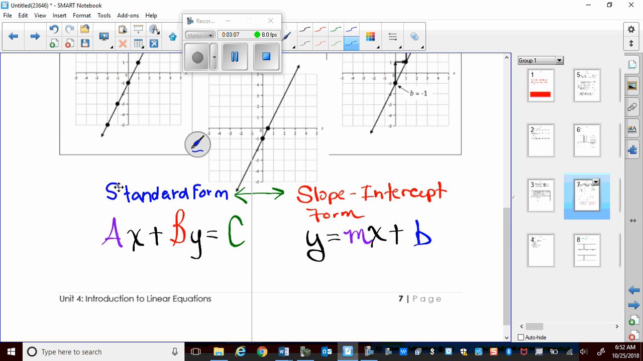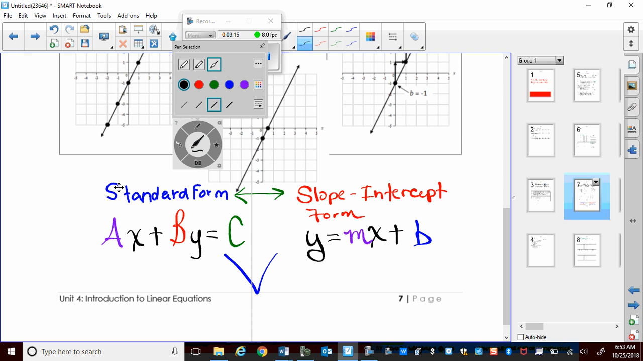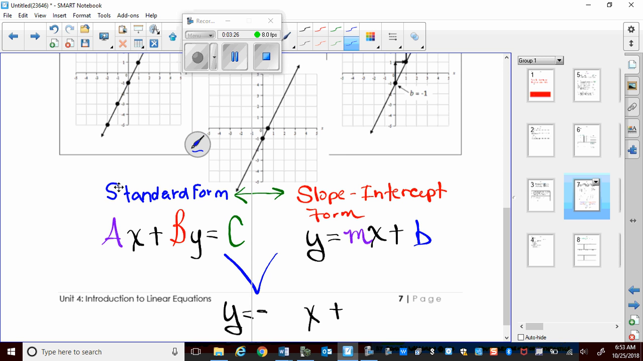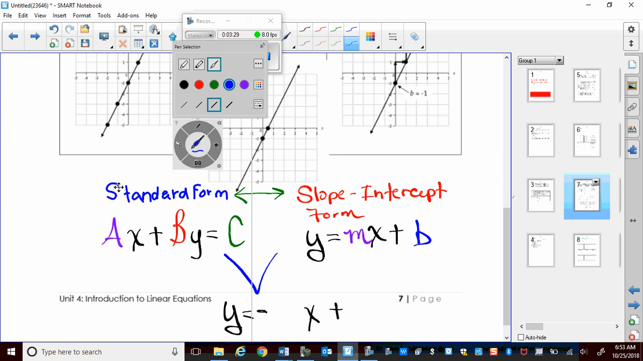So if I wanted to combine these two equations, what would it look like? What would the new y look like? y would equal negative the fraction a over b, x, plus c divided by b.